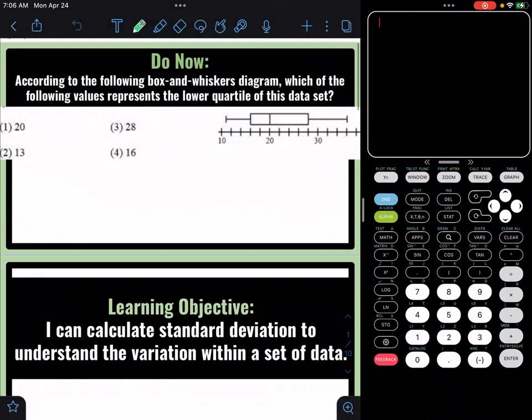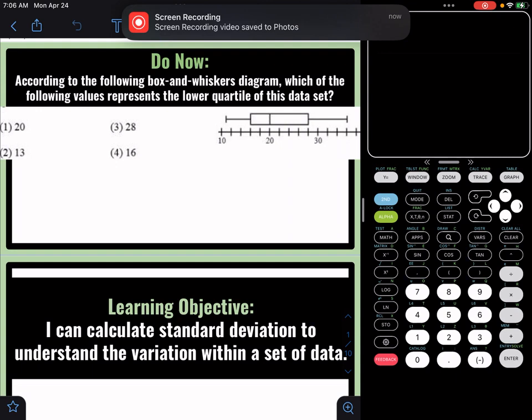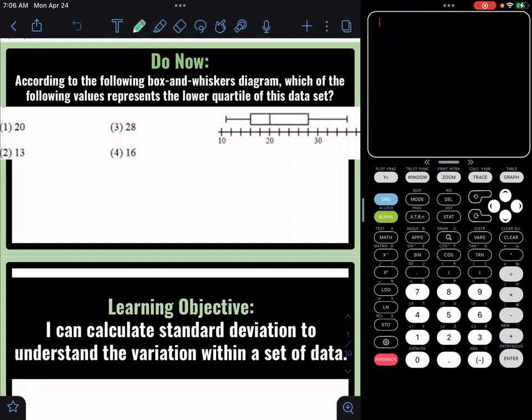Alrighty, let's get started on the next lesson in our statistics unit. This do now says, according to the following box and whisker diagram, which of the following values represents the lower quartile of this range? That would be Q1, which would be this right here. And let's see what we're going by here: 10, 12, 14, 16, 18, 20. Yep. So in between 10 and 20 would have to be one of these, and it is answer choice 16.